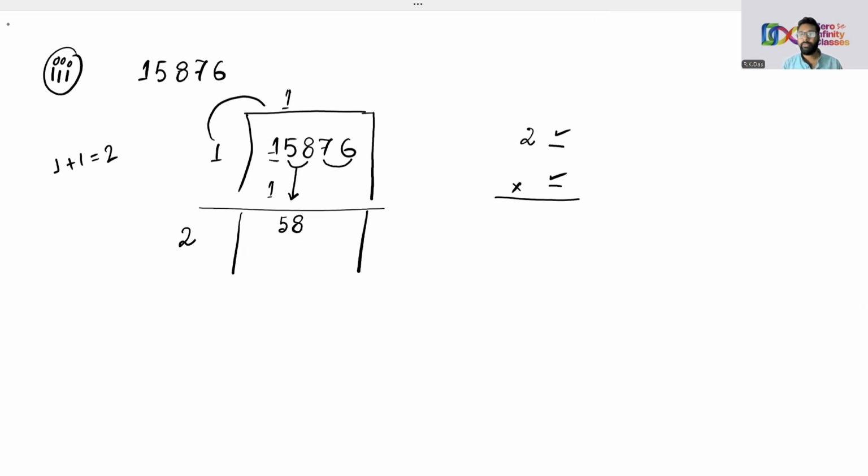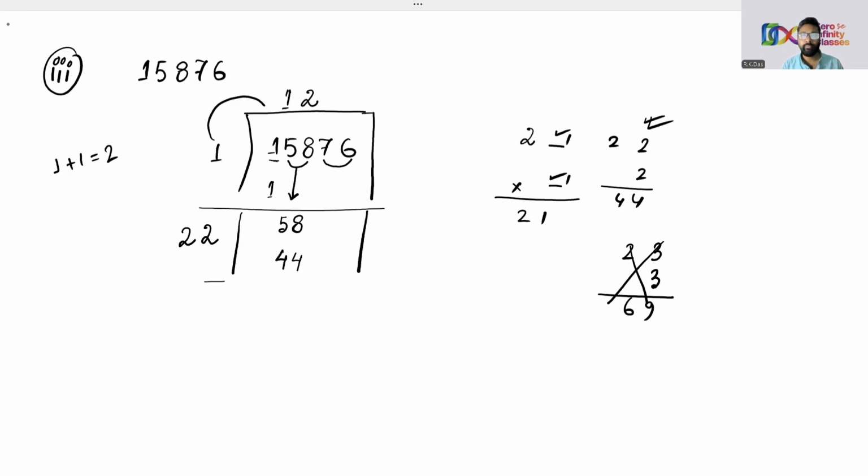So first check with 1. If you're taking 1, 21 1s are 21. If you're taking 2, 22 2s are 44. But if you're taking 3, 23 3s are 69, which is more than 58. So in that case we can't take 23. Our answer will be 22. So here we'll be writing 2, here also 2. Then 22 2s are 44.